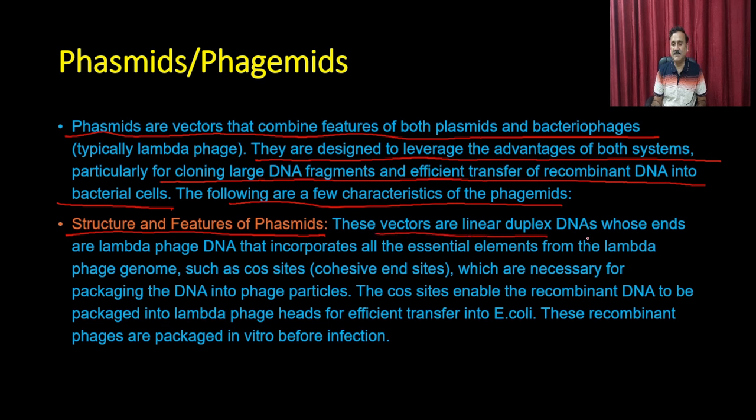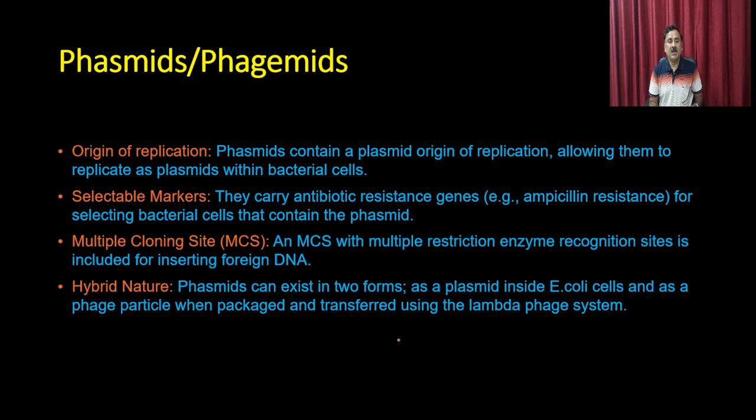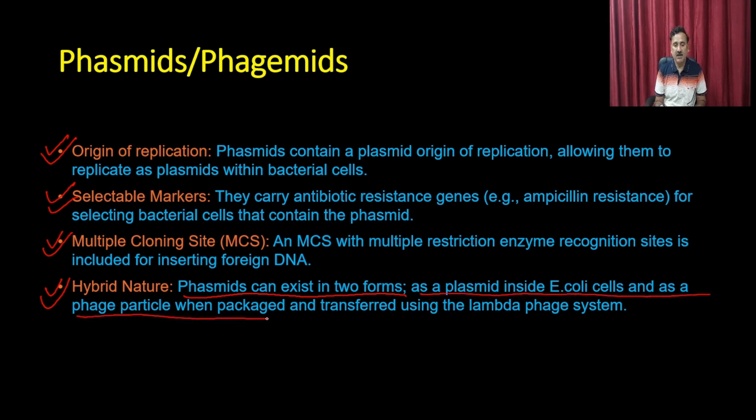These vectors are linear duplex DNA whose ends are lambda phage DNA that incorporate all the essential elements from the lambda phage genome, such as cos sites, which are necessary for packaging DNA into the phage particle. The cos sites enable the recombinant DNA to be packed into the lambda phage head for efficient transfer into E. coli. These recombinant phages are packed in vitro before infection. Then it also has the origin of replication. You can have the selectable marker, you can have a multiple cloning site, and then you also have a hybrid nature. Phasmids can exist in two forms, as a plasmid inside E. coli and as phage particles when packed and transferred using the lambda phage systems.